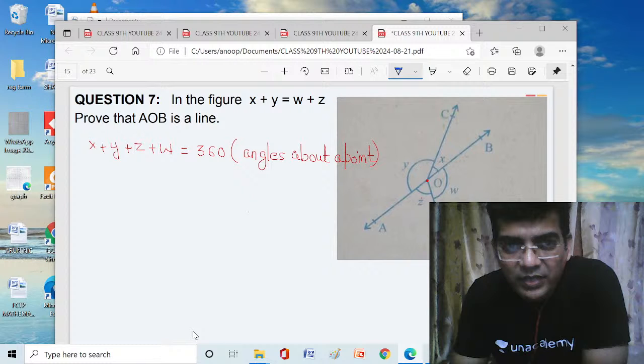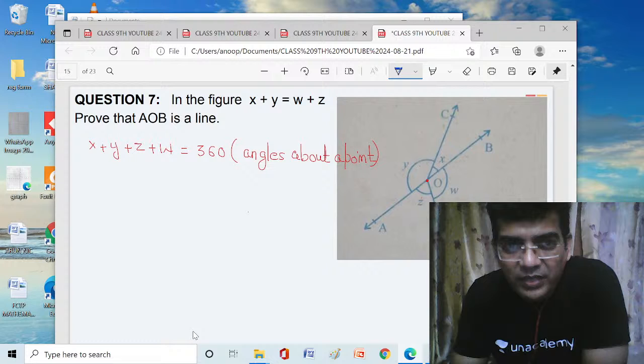So now when I solve this side, I am getting 2x plus 2y is equal to 360. Okay. Now if I take 2 common, I am left with 2 times x plus y is equal to 360. So on cross multiplication, I am getting x plus y is equal to 180, right?